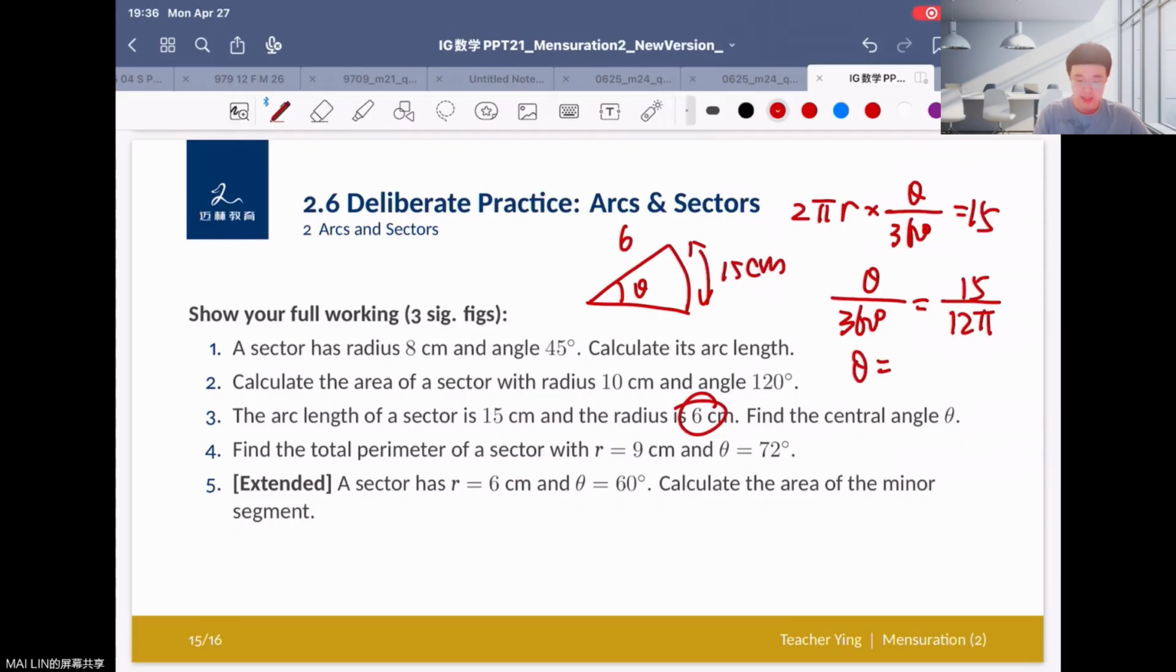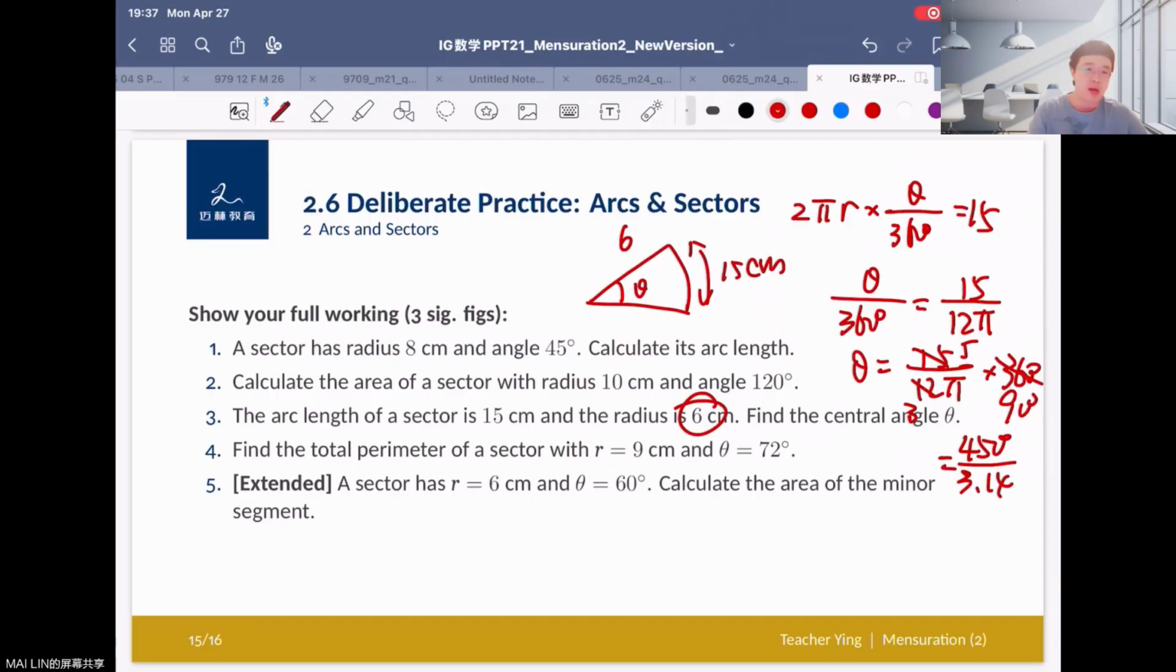So we can set theta finally equals 15 over 12 pi then times 360 degree, and that is, I guess, for 4, and here's 90 degree, and here is for 5, that is 450 degree over 3.14, okay? So then you can use a calculator to calculate it, okay? So I think it's a little bit harder for you to calculate this problem, okay?